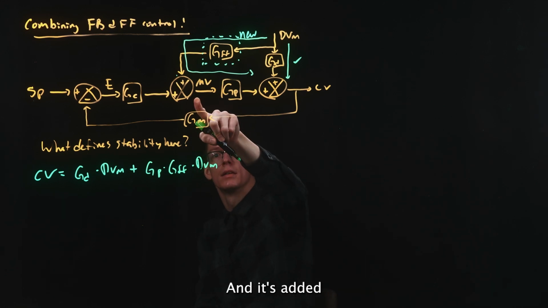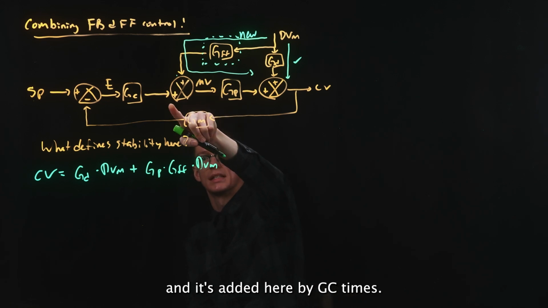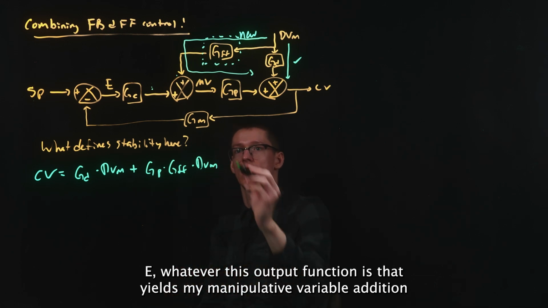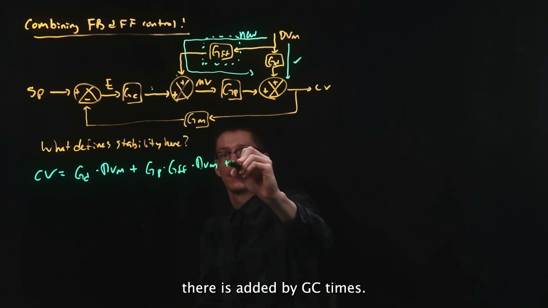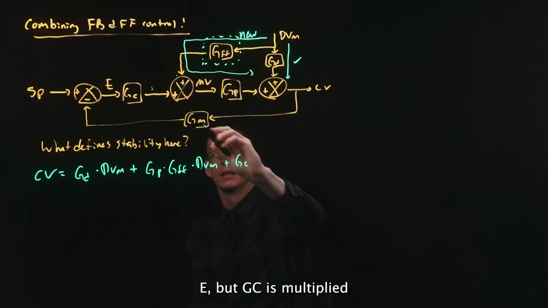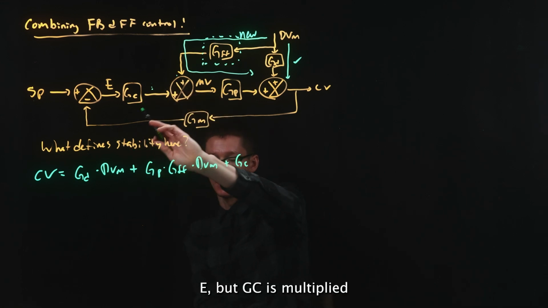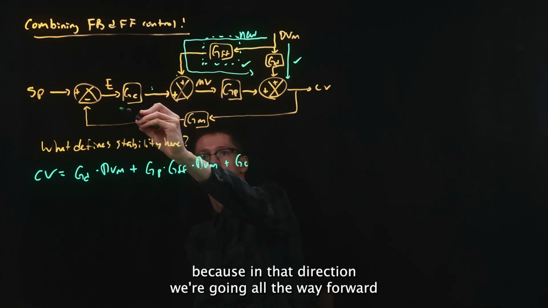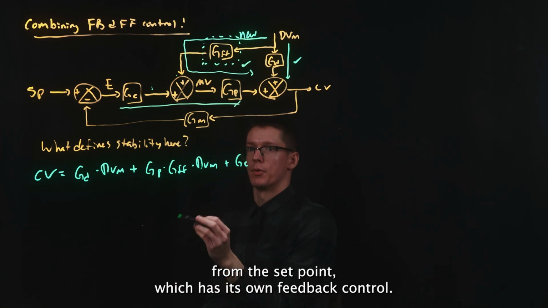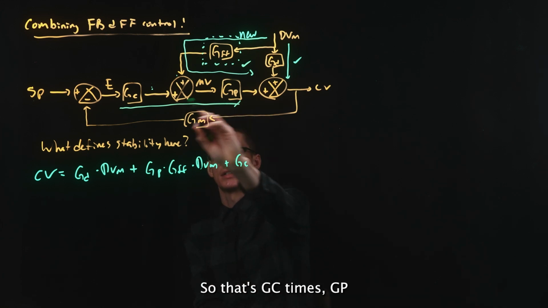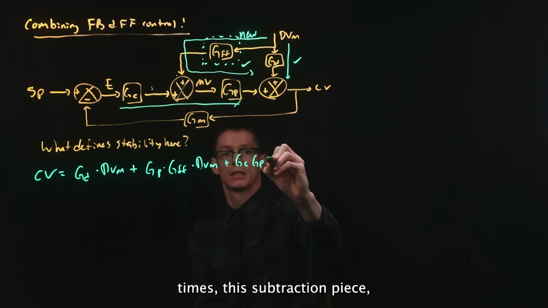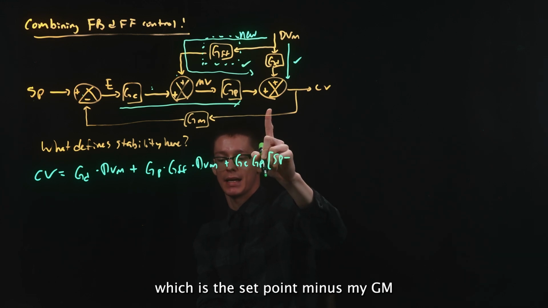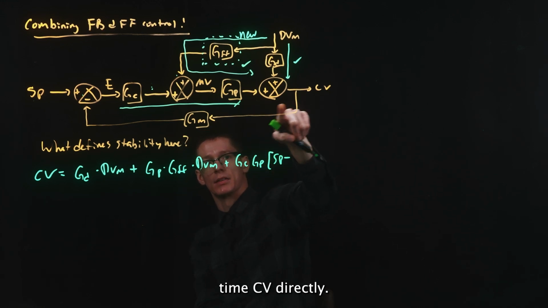And it's added to my next direction. And it's added here by GC times E, whatever this output function is that yields my manipulated variable addition there. But GC is multiplied by both E and P, because in that direction, we're going all the way forward from the set point, which has its own feedback control. So that's GC times GP times this subtraction piece, which is the set point minus my GM times CV directly.